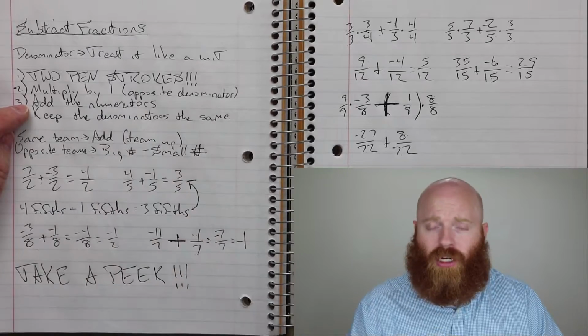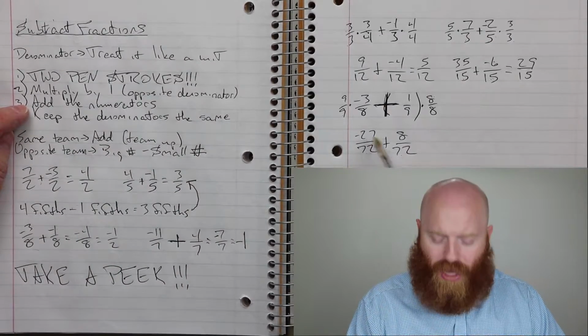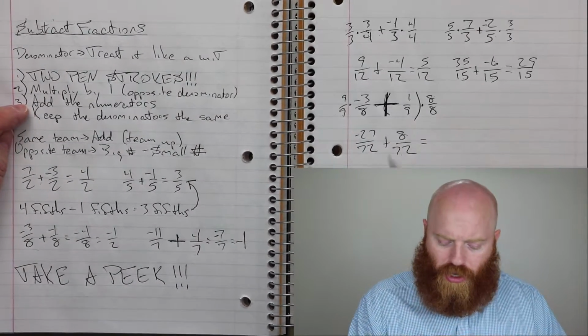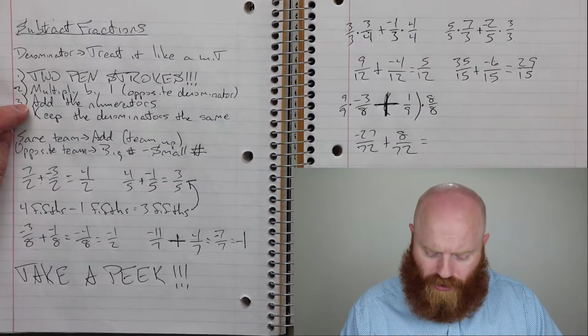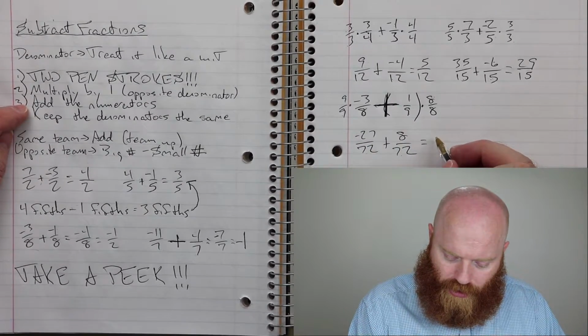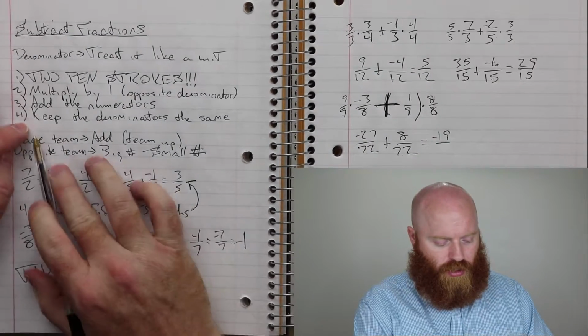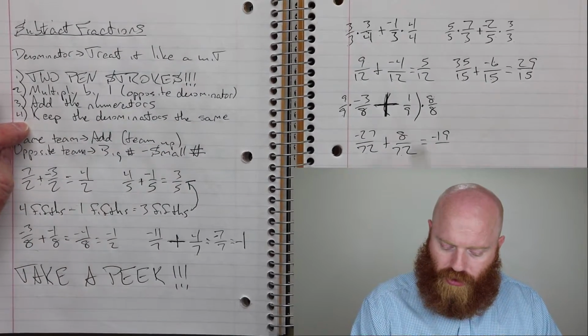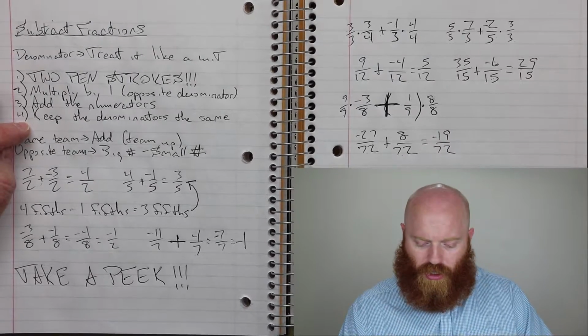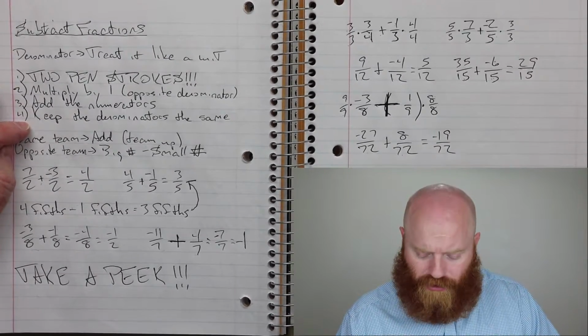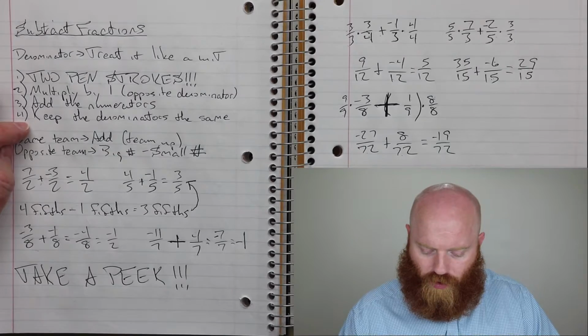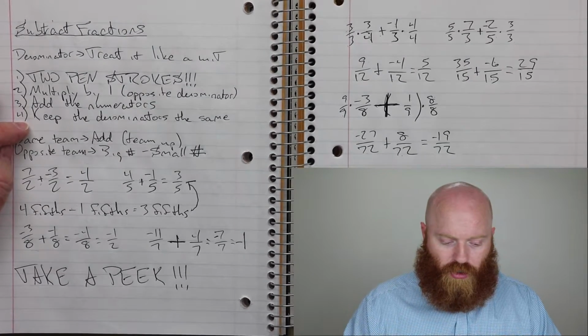Step number 3, add the numerators. That's the numbers on top. 20 bad guys plus 8 good guys. That's going to be negative 19, I think. Negative 19. And then the last one, to keep the denominator the same, 72. Negative 19 over 72. That will be the answer. Well, let's keep cruising.